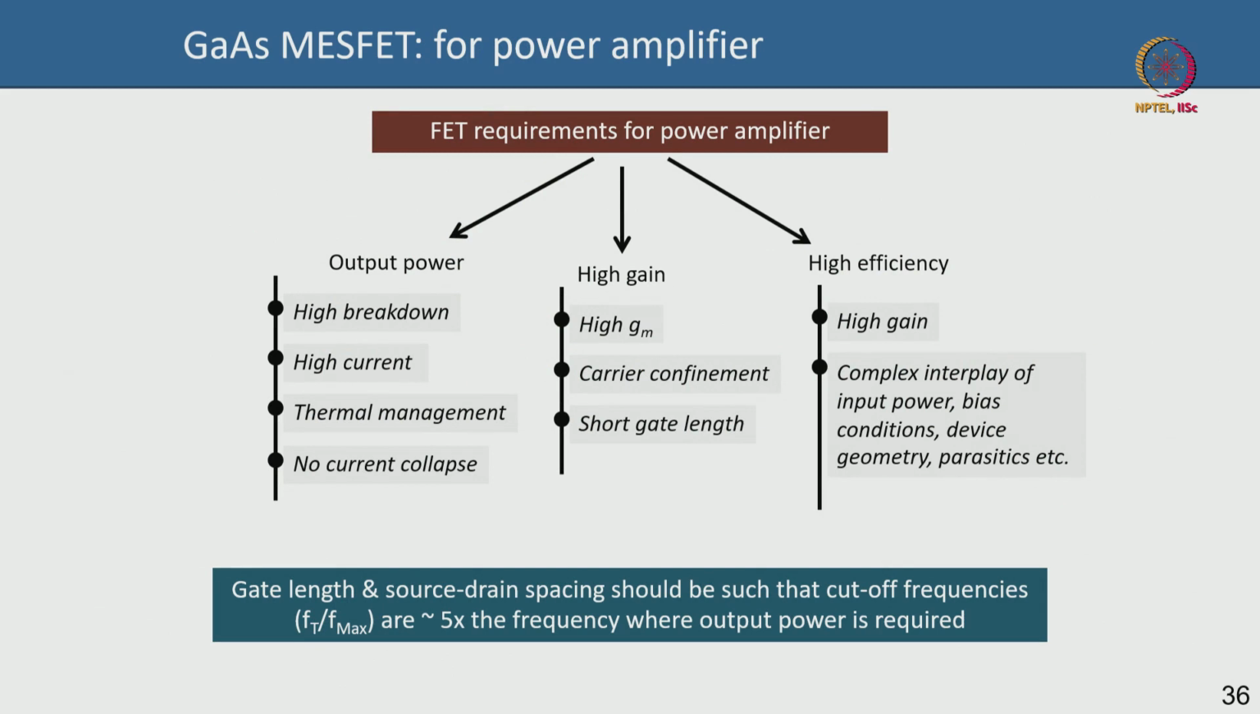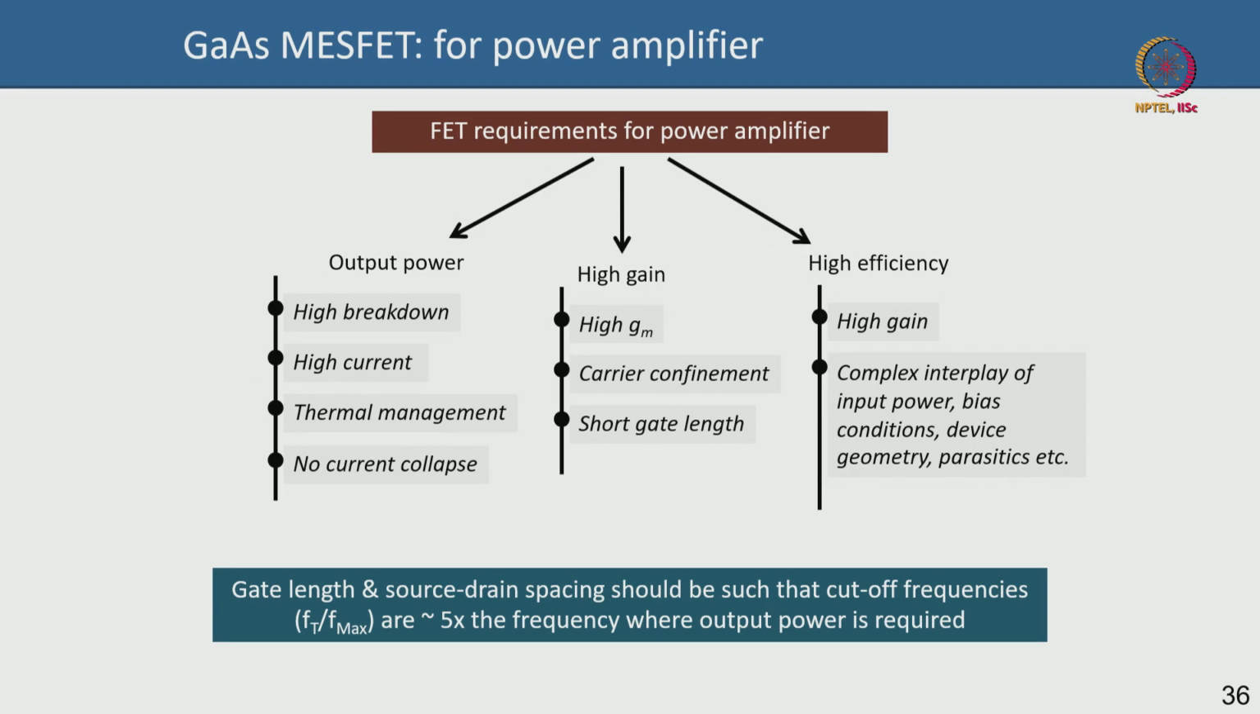One is for power amplifier, where you have a small signal that you amplify to large signal, and then you have a low noise amplifier where you want to amplify a very weak signal, but the noise is more important there than power, okay. So first we come to power amplifier.